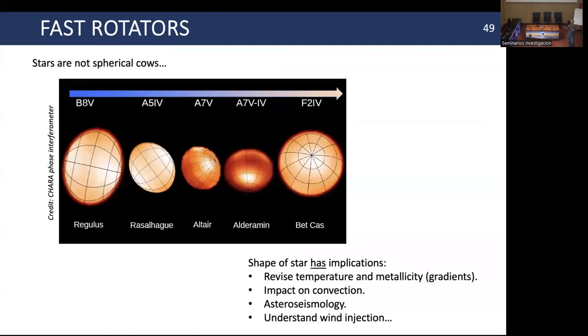What is also very interesting is that many of these stars are fast rotators. Fast rotators are not spherical cows. They actually have a shape. This is something that is not very much appreciated because we are typically not able to measure these shapes. For a few stars, the shape has been measured with phase interferometers, and we are talking about very large stars like Regulus, Altair, very bright stars.